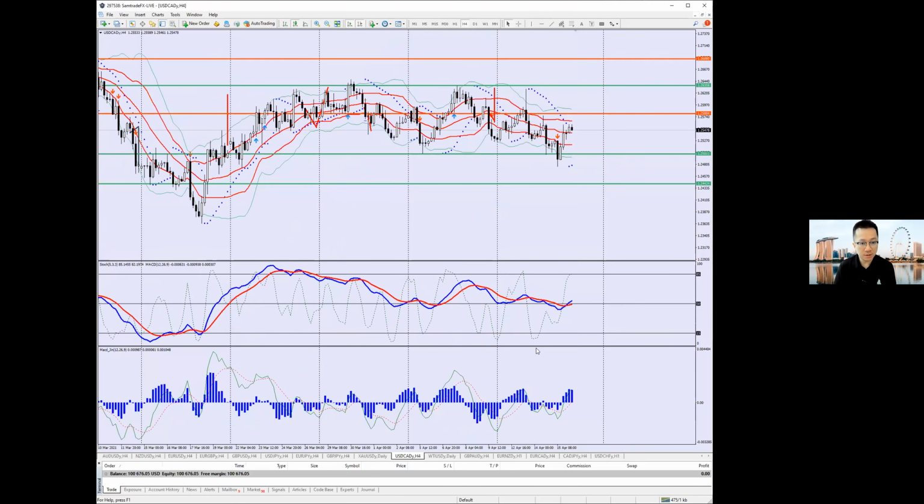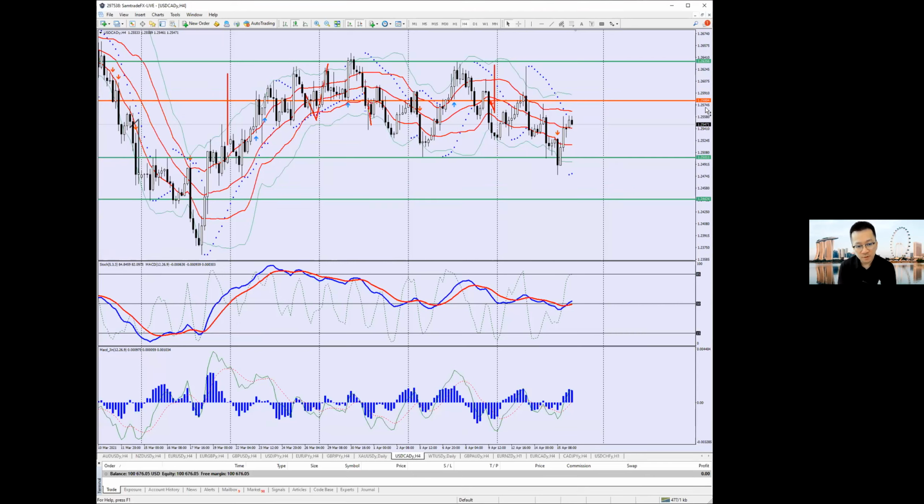The US CAD here on the H4 time frame, we've seen that move off 1.2500, bouncing off that point because of the good news we saw from the US last night. At this point right now, it's coming so close to that 125.80 level. It looks like there's a bit of profit taking happening at this point.